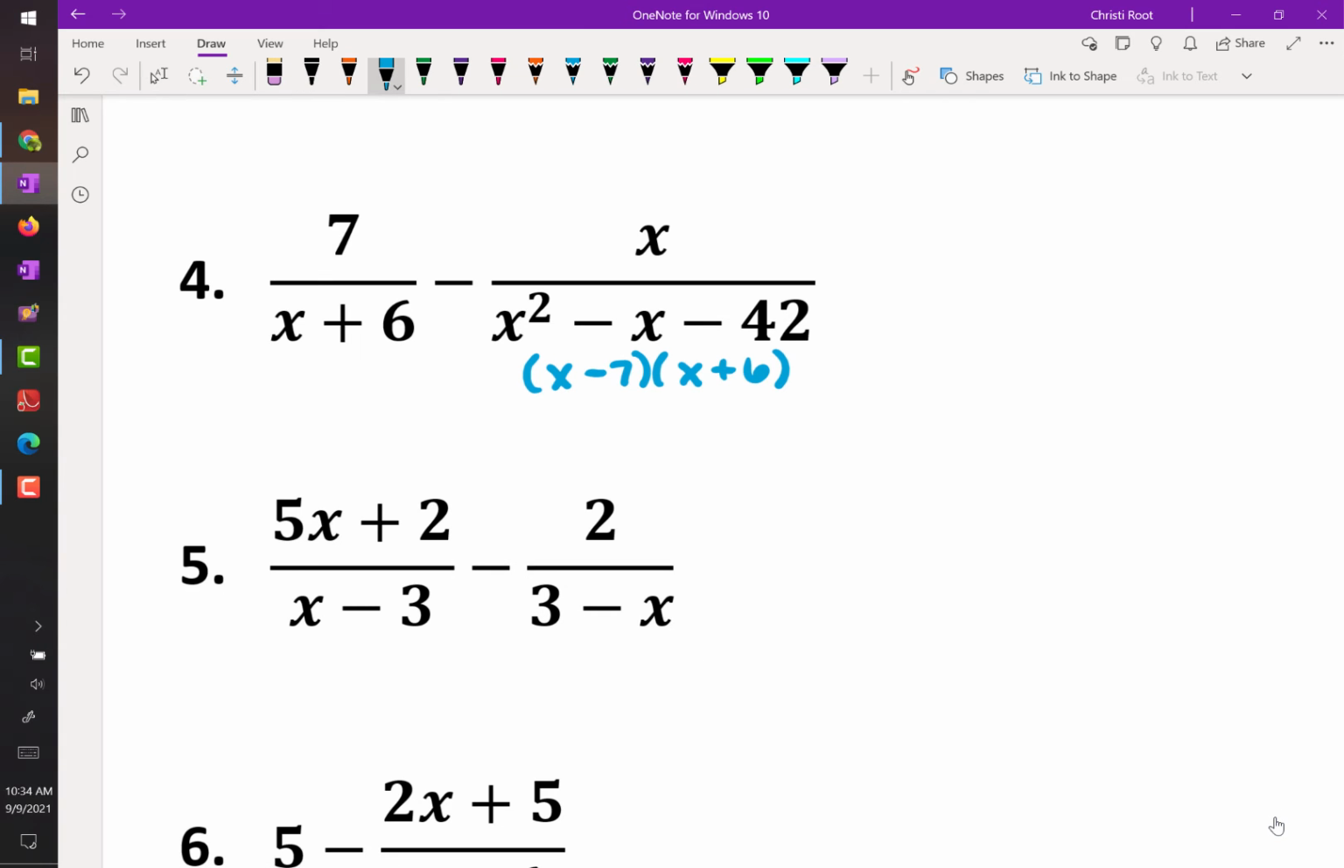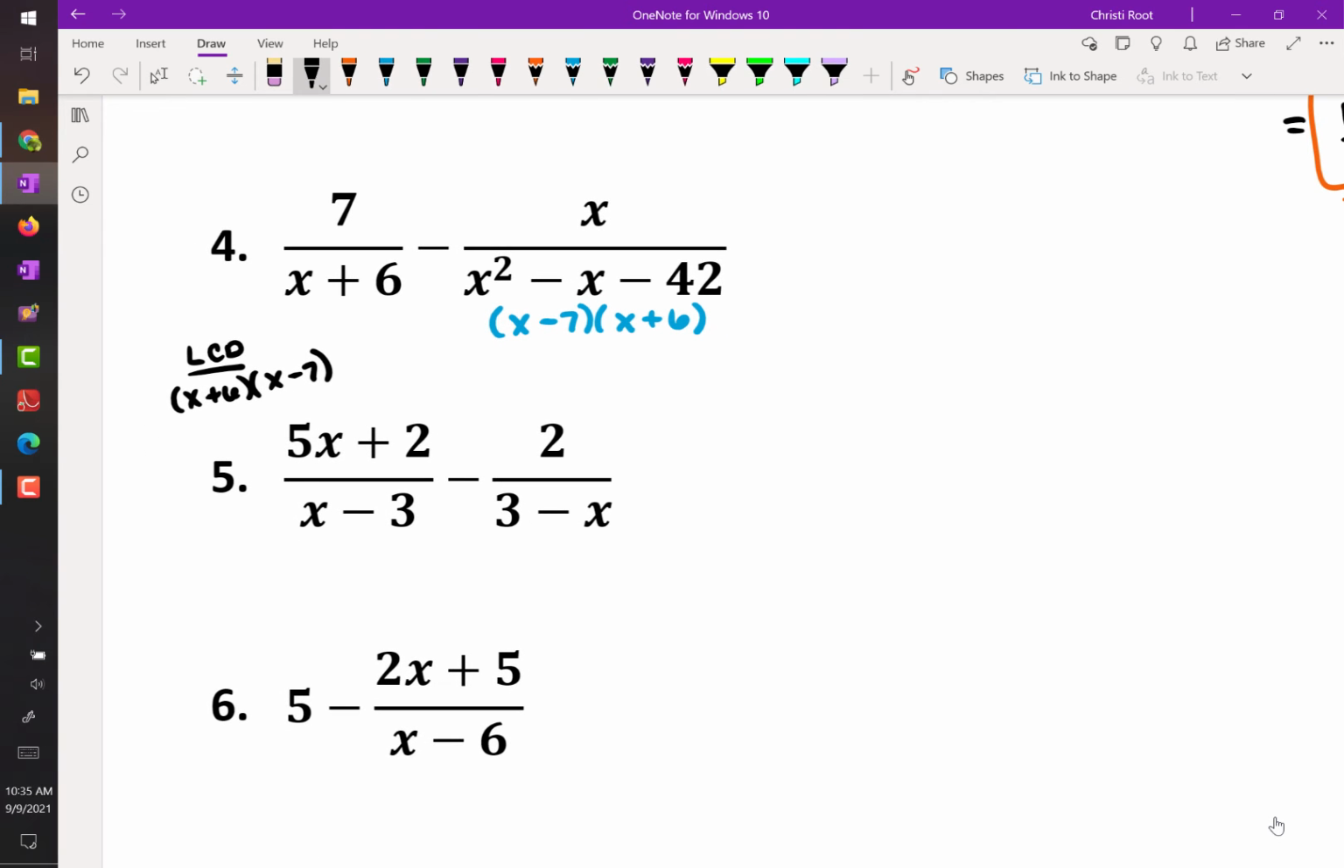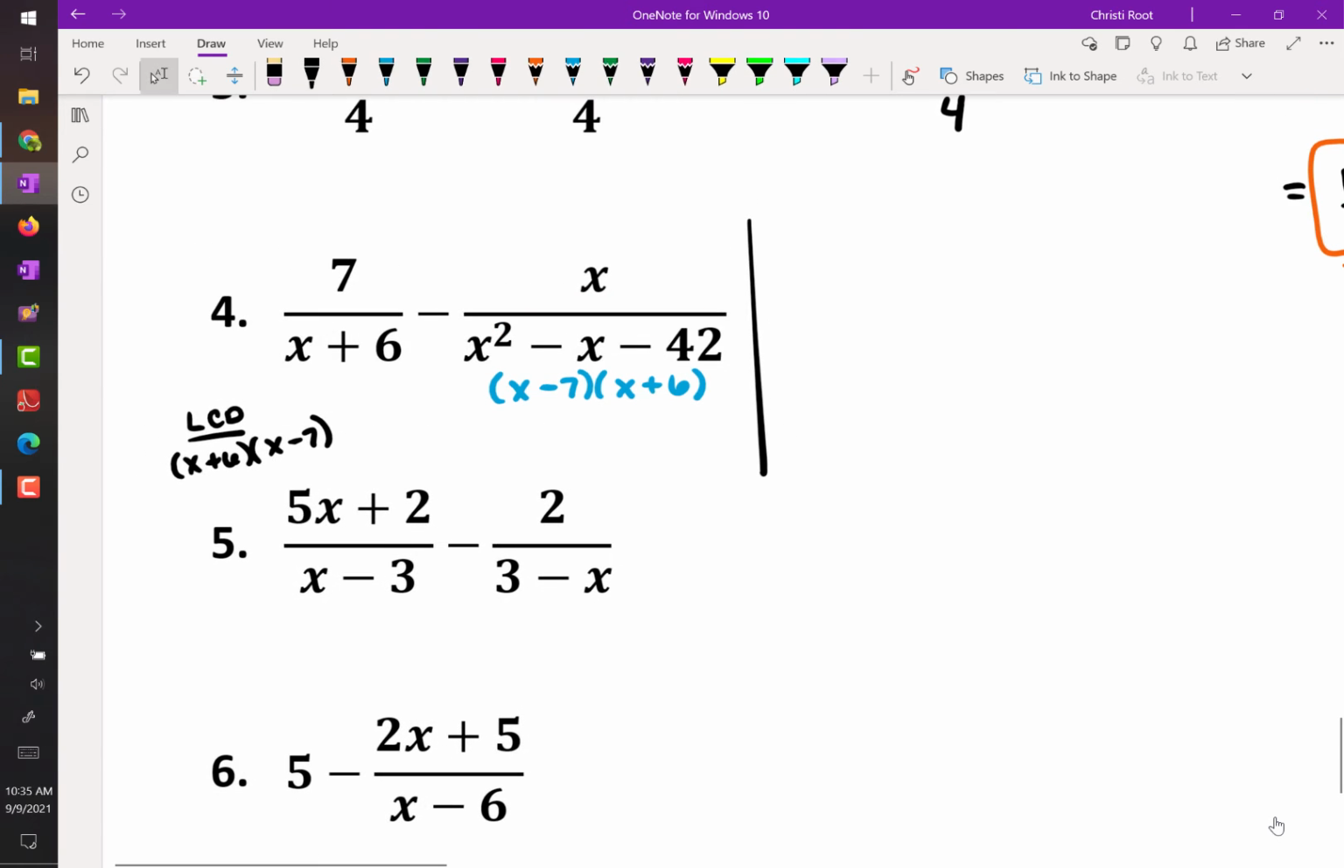Okay, so I have this denominator factored, and what I have in common, so I'm going to write LCD here, I have an x plus 6 in common, and I have an x minus 7 not in common, so you would multiply those two together. Since they're binomials, leave them unfactored. Leave them unfactored.